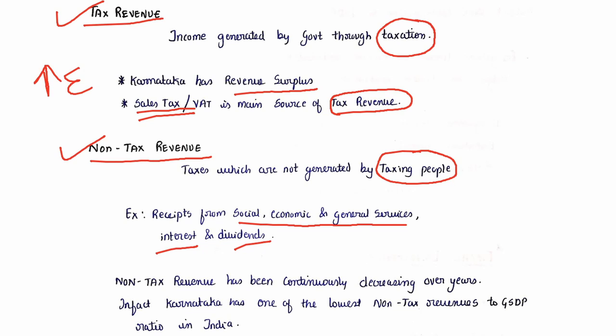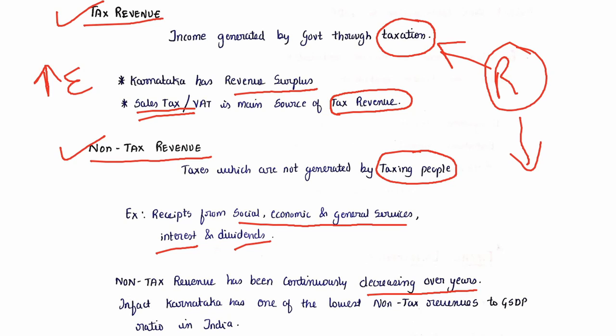Non-tax revenue has been continuously decreasing over the years. So whatever revenue surplus we have, the surplus is due to tax revenue and not due to non-tax revenue. The non-tax revenue has been continuously decreasing over the years, whereas the taxation is increasing over the years. That is why we are having a revenue surplus. In fact, Karnataka has one of the lowest non-tax revenue to GSDP ratios in India.